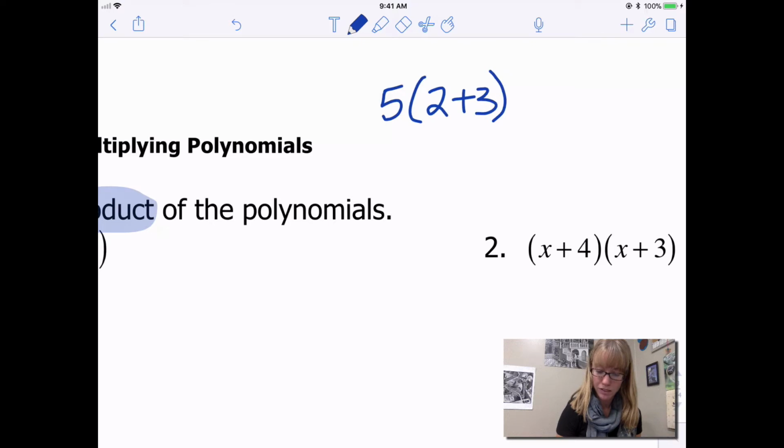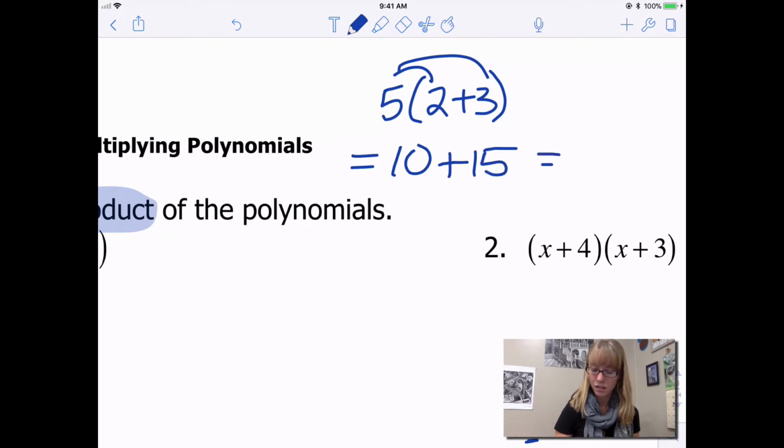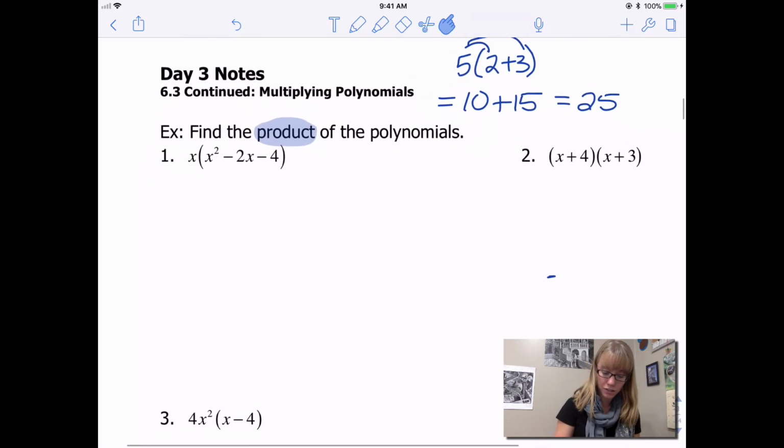means I have to multiply what's in the first. I do 5 times 2 is equal to 10. 5 times 3 is equal to positive 15. And then I add it together for 25. We're going to be doing that same thing today. We're just going to have some x's and y's floating around in there. So let's look at the first example.